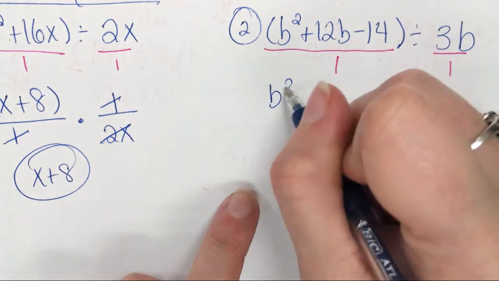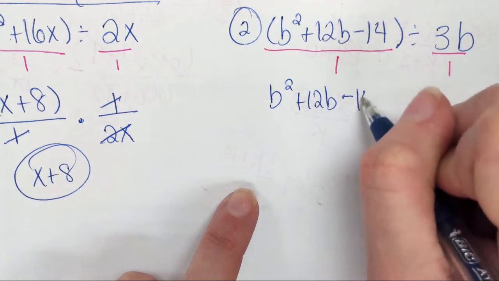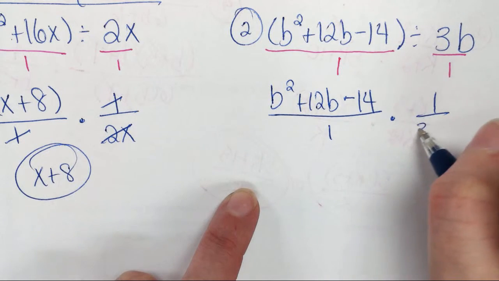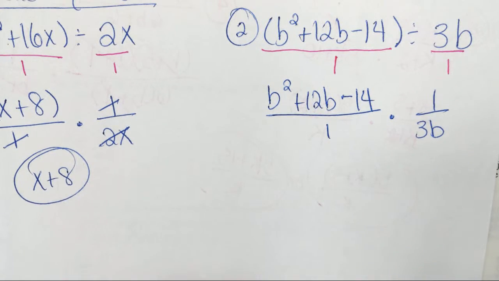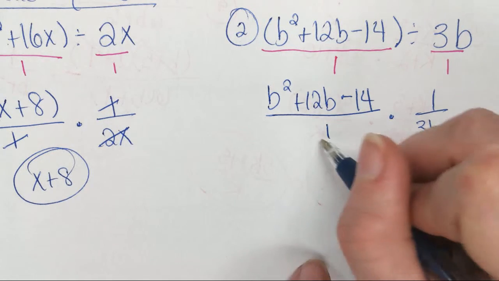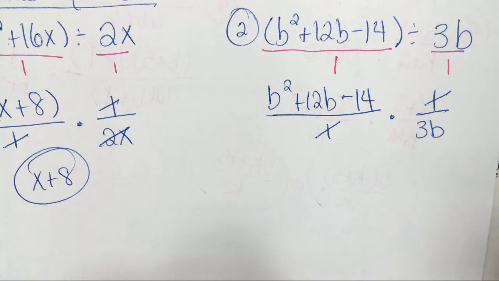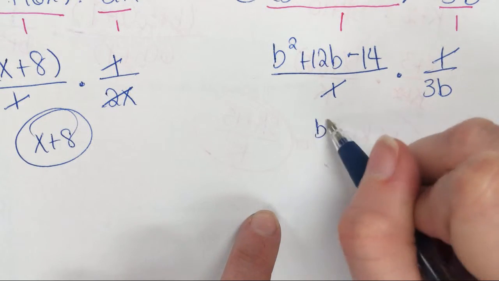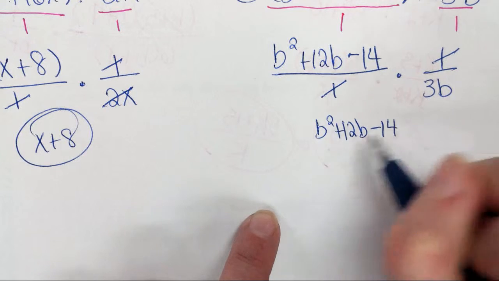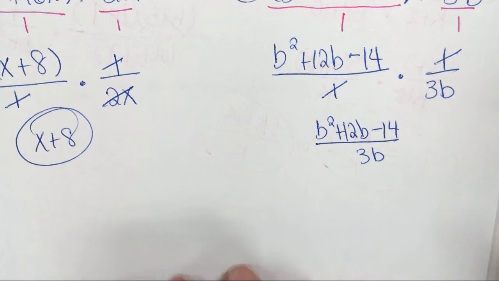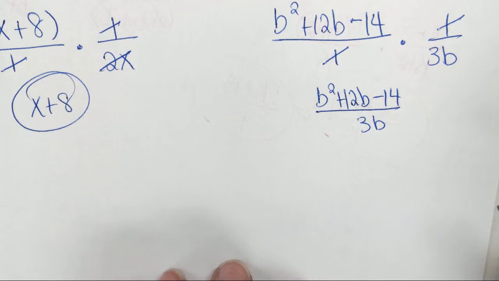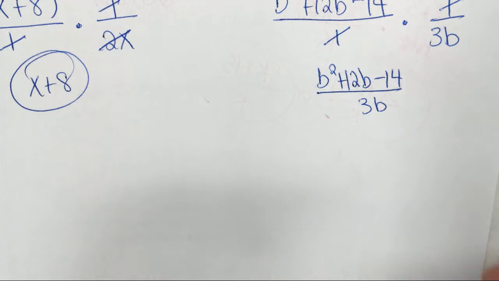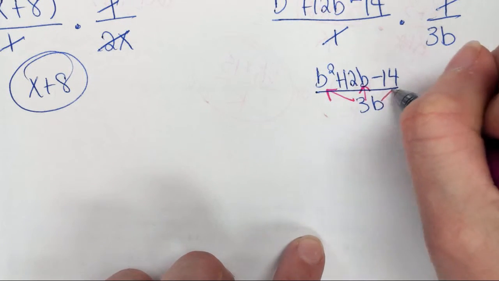Alright, and I can do the keep, change, flip. Notice anything? The 1's will cancel. There you go. The root reduce. And so now what do I do? Put it as one fraction. There you go. Alright, now, technically, that's an answer. But you can take it further. You can divide that 3b into each one of these. You got to do it to all 3 of them.